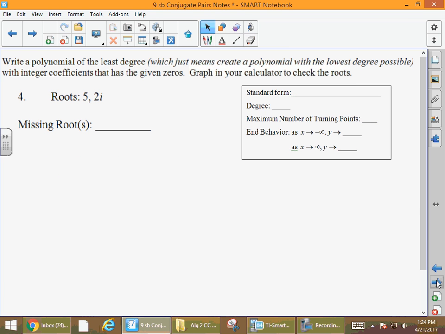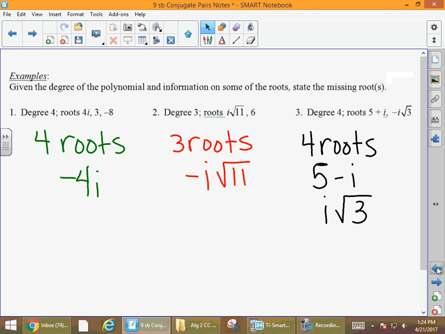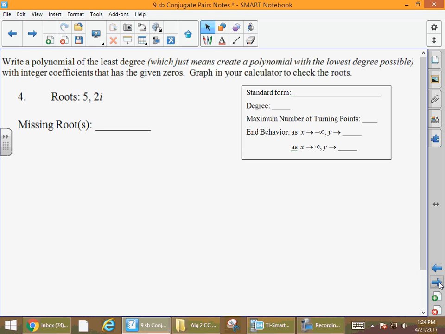But what we really want to do is use our skills from earlier this week to write a polynomial of least degree. So we want to write the polynomial of least degree, which means that we're just going to create a polynomial with the lowest degree. We could have more roots, but this is all that we can see right here. So we're starting out with problem number 4. We know that a root is 5, our root is 2i. Do we have a missing root that we can identify? Negative 2i.